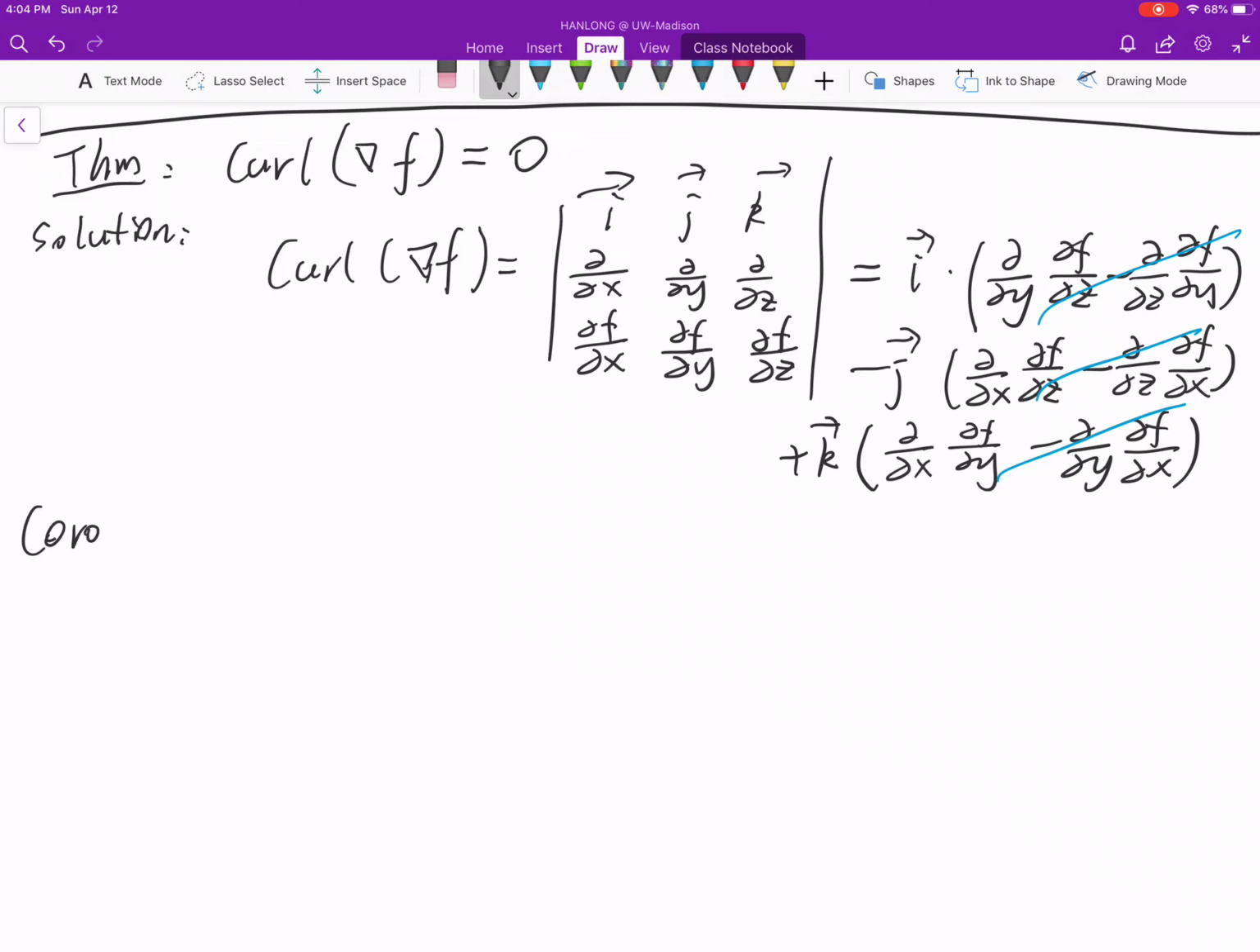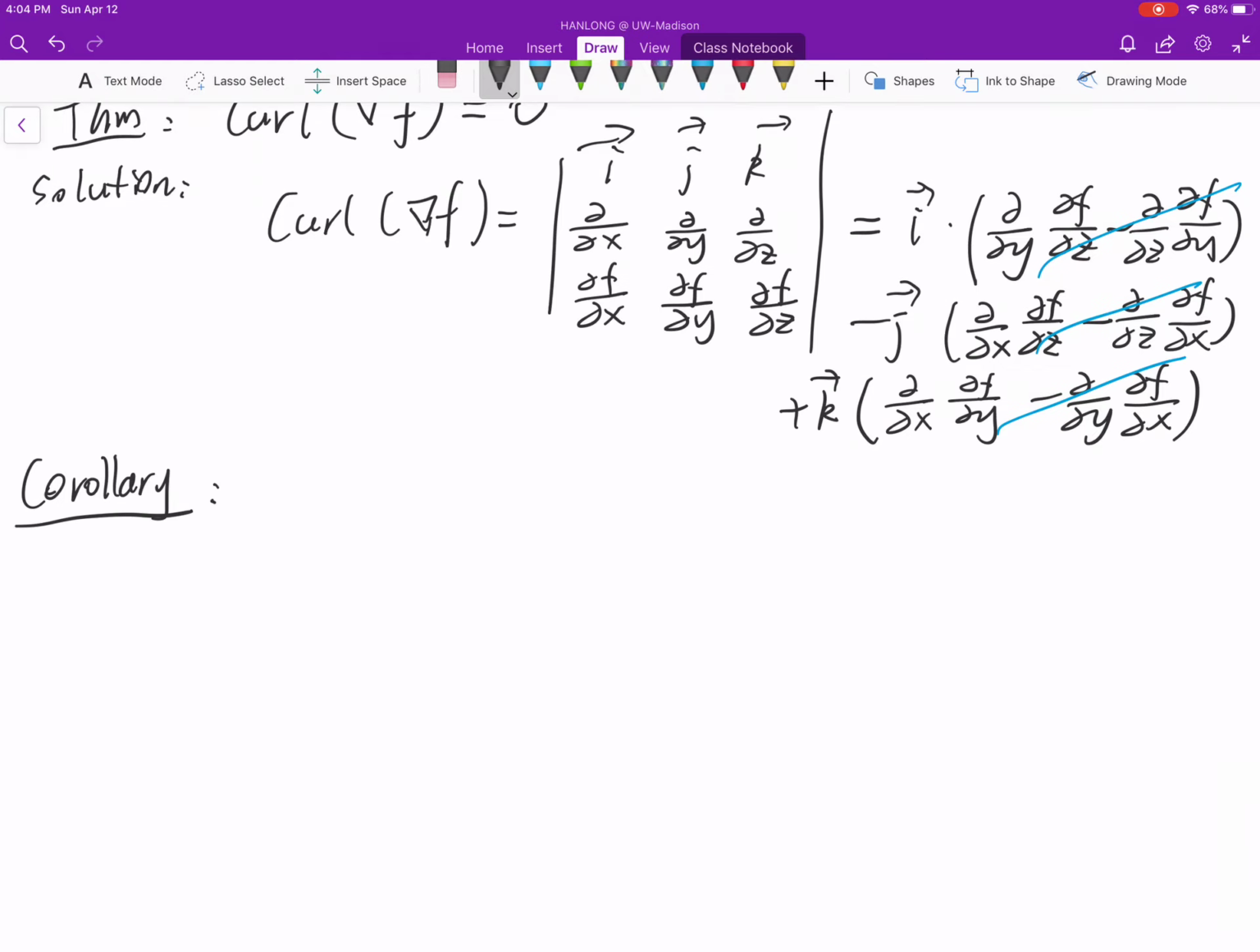So the corollary, as I said before, corollary is just a usual notation for some properties that follow from the main computation, the main theorems. Or in other words, very easy to compute, or very easy to derive. So the corollary is, if F is conservative, then the curl of that vector field is the zero vector field.